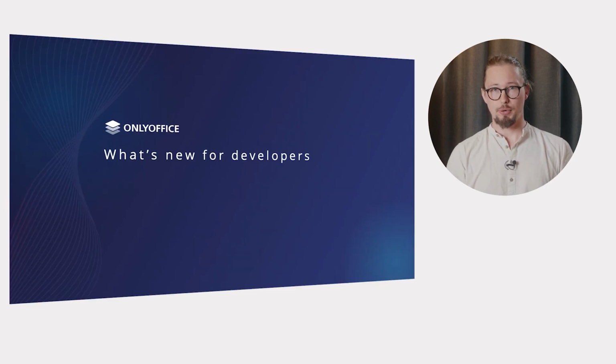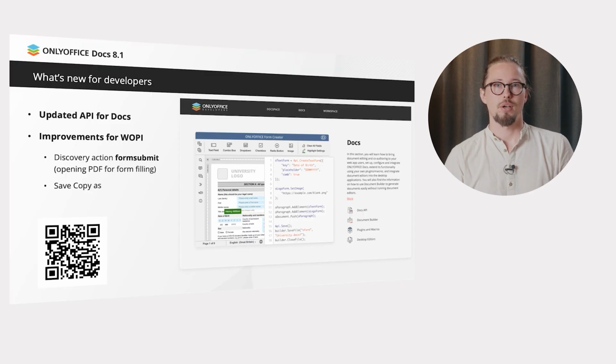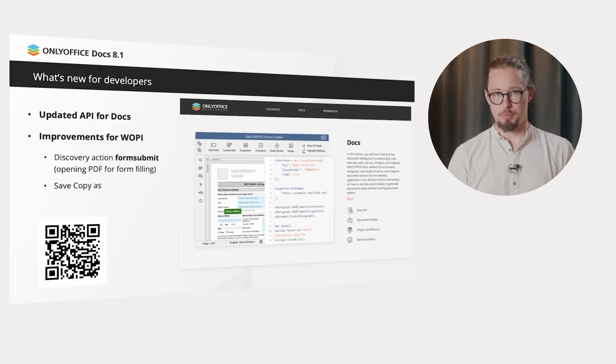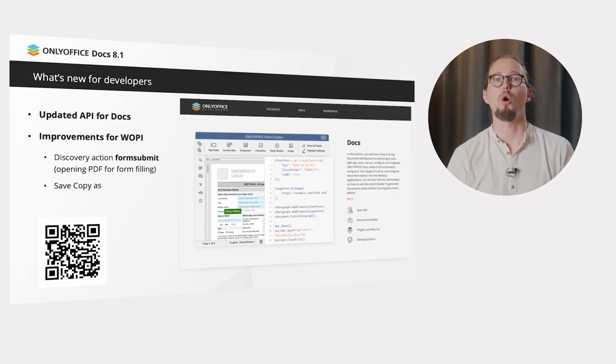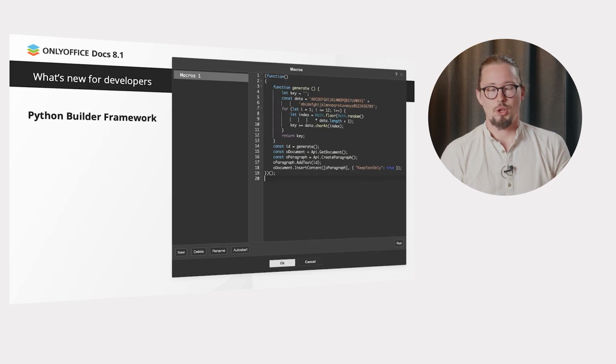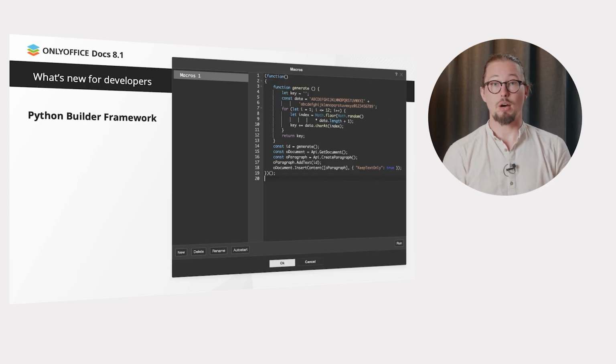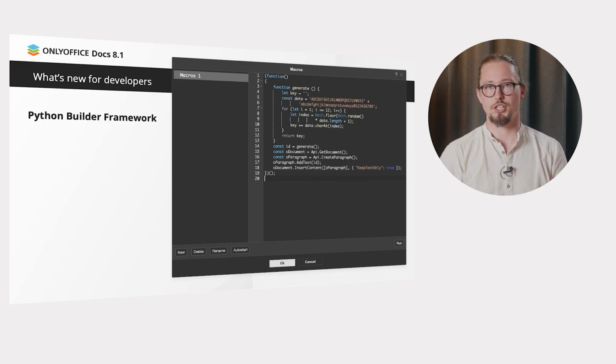What does the latest release bring for developers and integrators? Let's check. Of course, there's the updated API for Docs. Also, several improvements for WOPI, like the discovery action form submit to open PDF for form filling, as well as the save copy option. For OnlyOffice Document Builder, there is now a Python builder framework available. It contains a collection of libraries, classes, and functions that make it much easier to quickly develop applications in Python that feature document creation abilities.